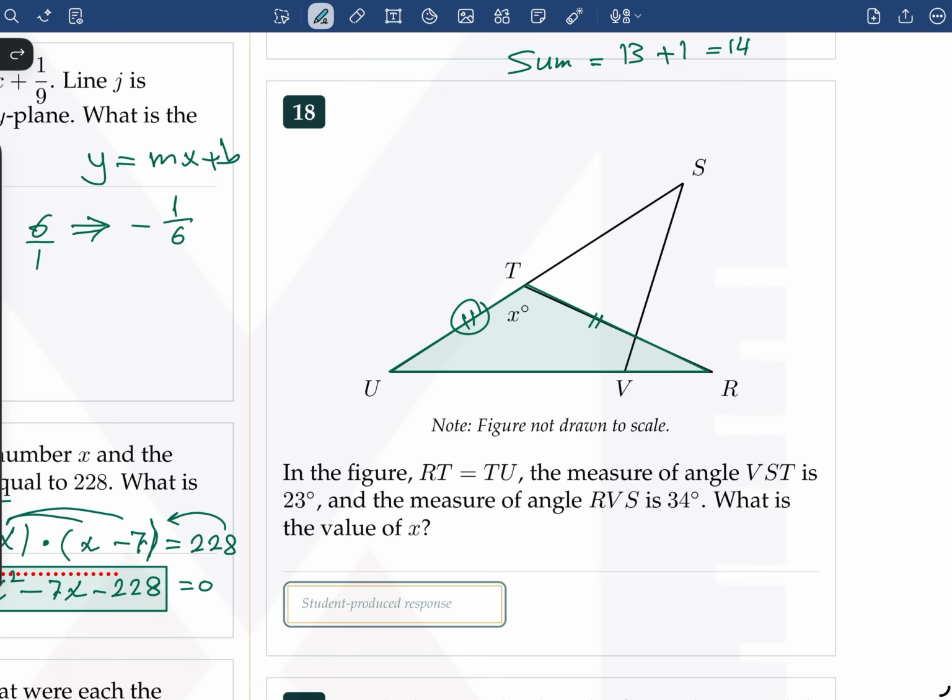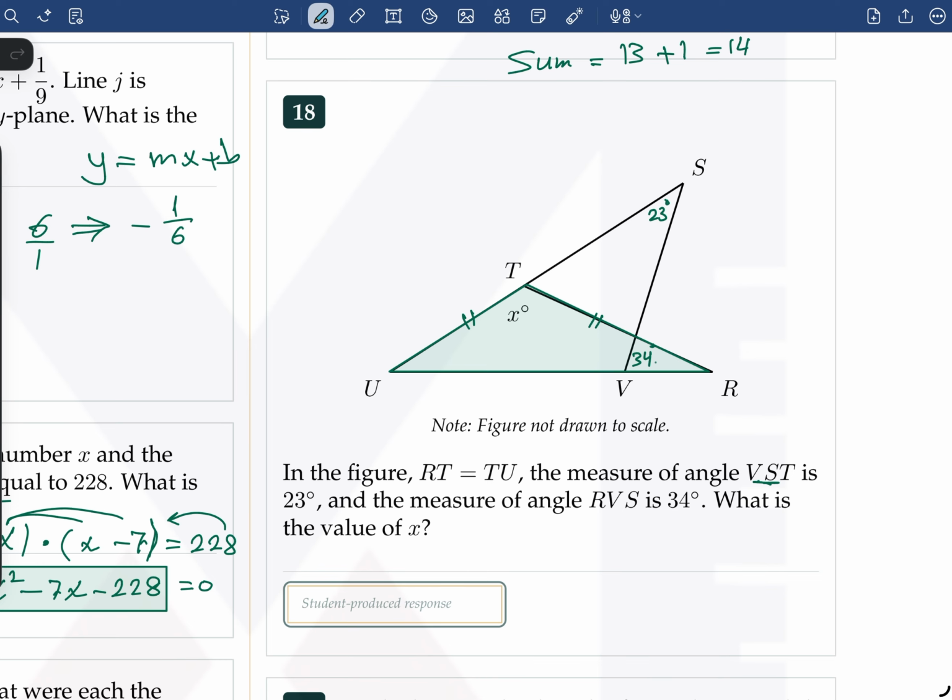How can we get one of them here? But let's see what the question asks for. The measure of angle VST is 23. What is VST? VST. So VS and then T, which means angle S. So whenever you have 3 letters, focus on the middle one. So S is 23. Right, 23 here. And the measure of angle RVS, which means here, is 34. Okay, what is the value of x?